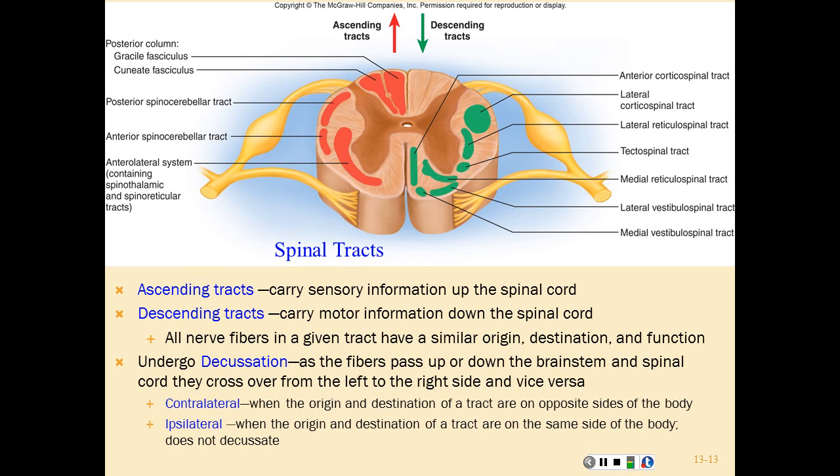Now, a stroke that damages motor centers of the right side of the brain can cause paralysis of the left limbs, and vice versa. When the origin and the destination of a tract are on opposite sides of the body, they are said to be contralateral. And when tracts do not decussate, meaning they don't cross over, their fibers are said to be ipsilateral.